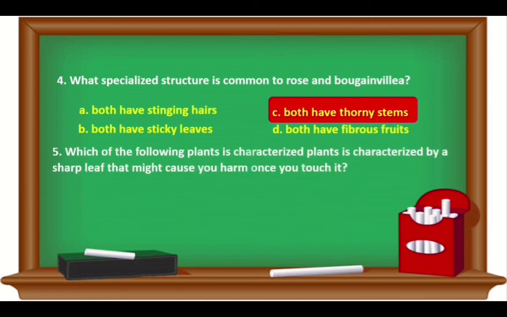The last one, number 5. Which of the following plants is characterized by a sharp leaf that might cause you harm once you touch it? A, ginger. B, calamansi. C, rose. D, cogon. The correct answer is letter D, cogon. You are correct.